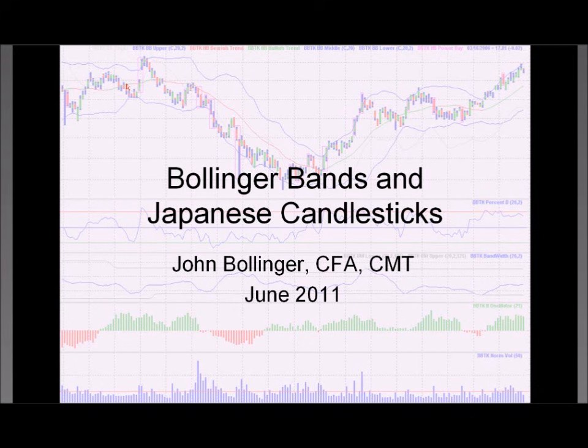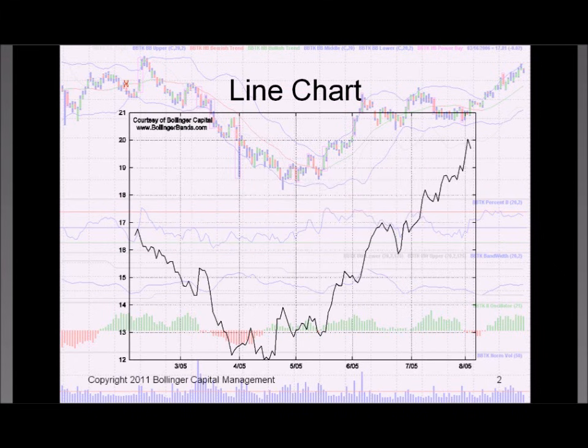But as I say, we're going to start with an exposition on Bollinger Bands, how to build a Bollinger Band chart. We'll touch on a couple of indicators, percent B and bandwidth, and how they're constructed, and then we'll talk about using candlesticks and Bollinger Bands.